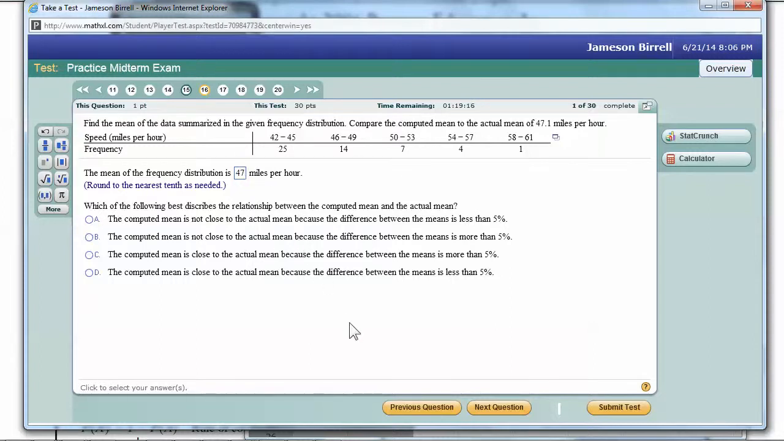Then the next question, go ahead and let's read that. Okay, so let's be clear while we're reading this that you understand what computed mean is. Computed mean is what we just did. We computed the mean from the summary information. And keep in mind, you're never going to be able to get the actual mean back from the frequency distribution, because it's lost. So you'd have to be told it or know from some other source. And look, they told us right here. Here's the actual mean, 47.1 miles per hour.